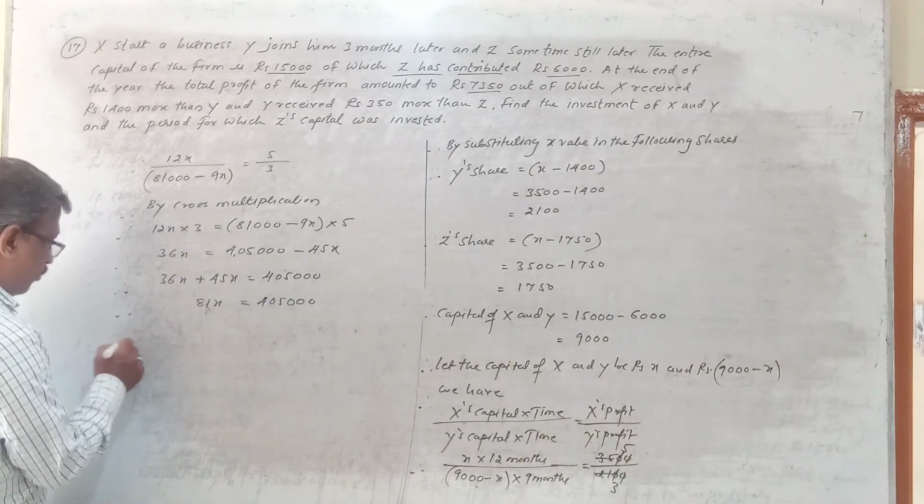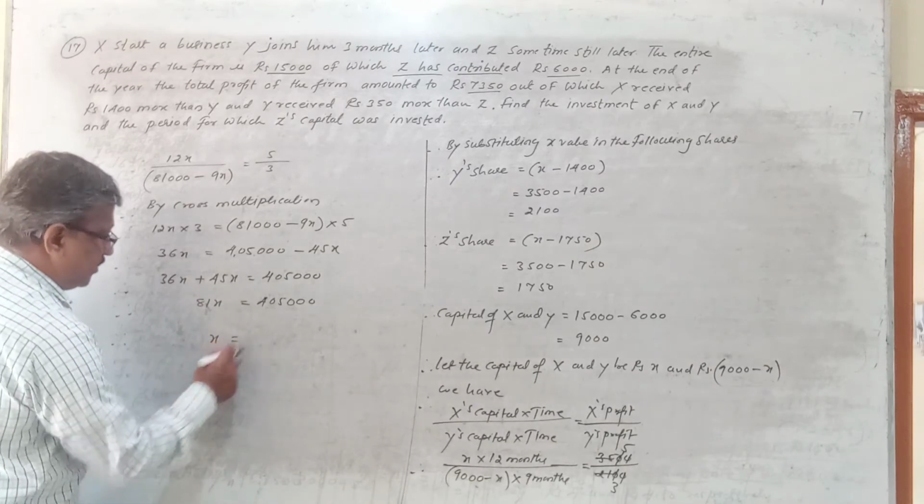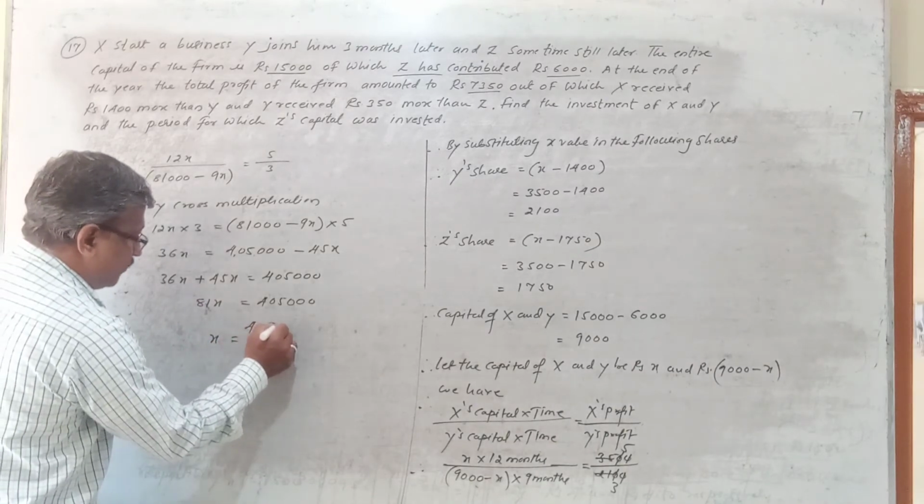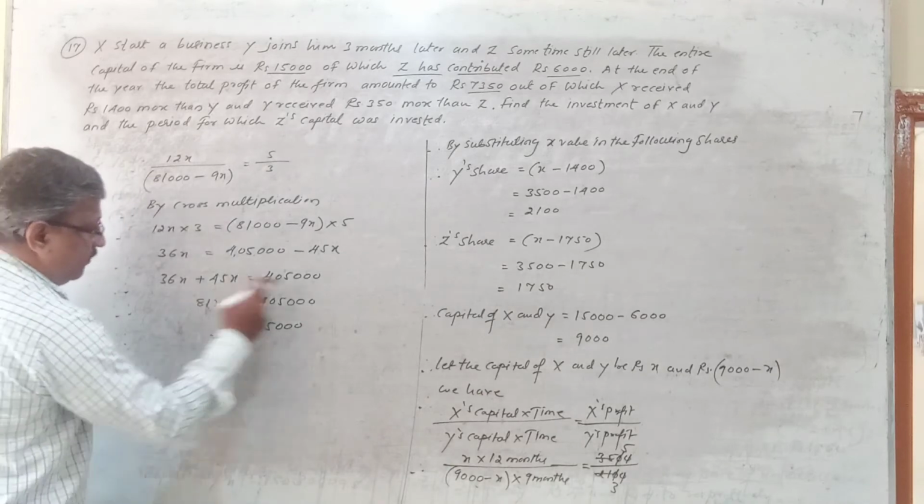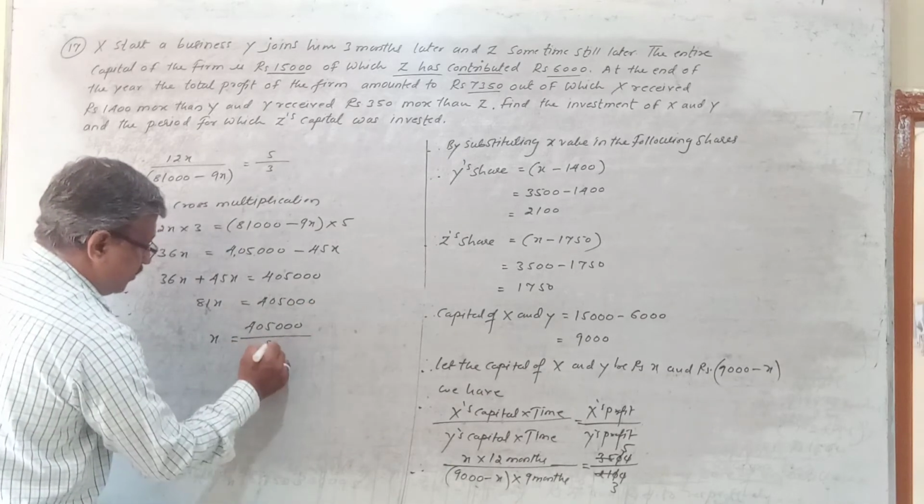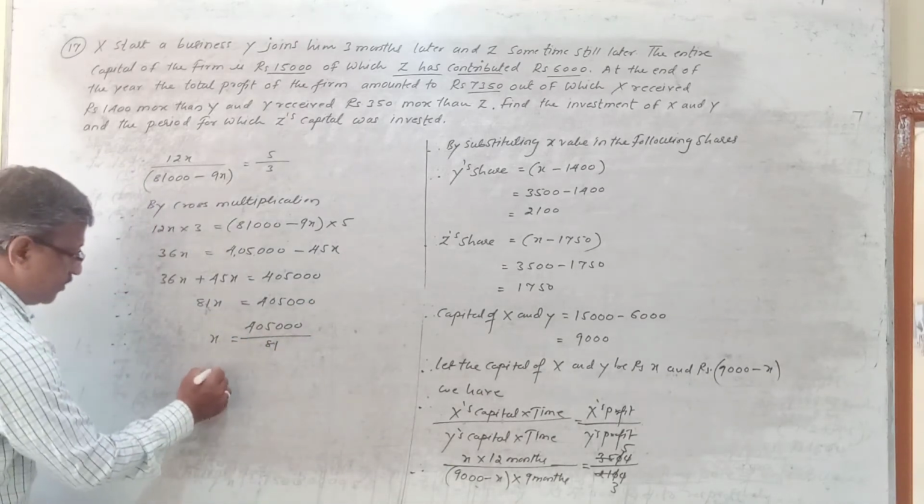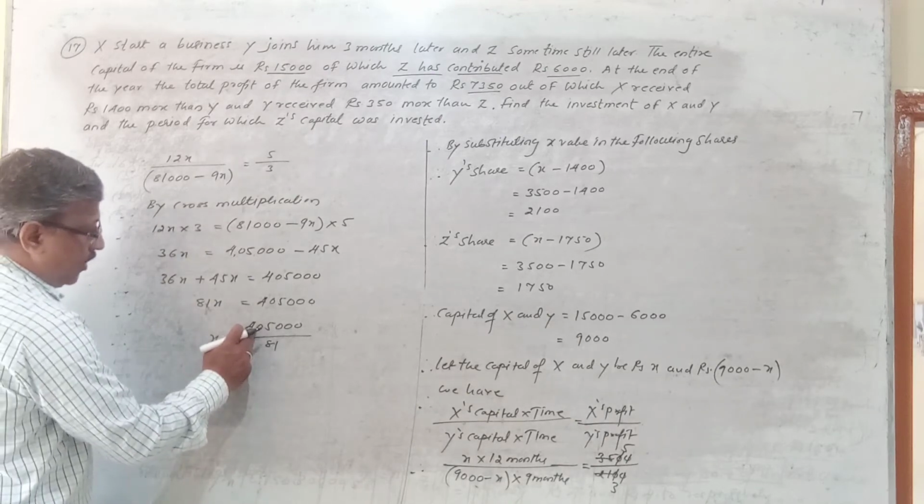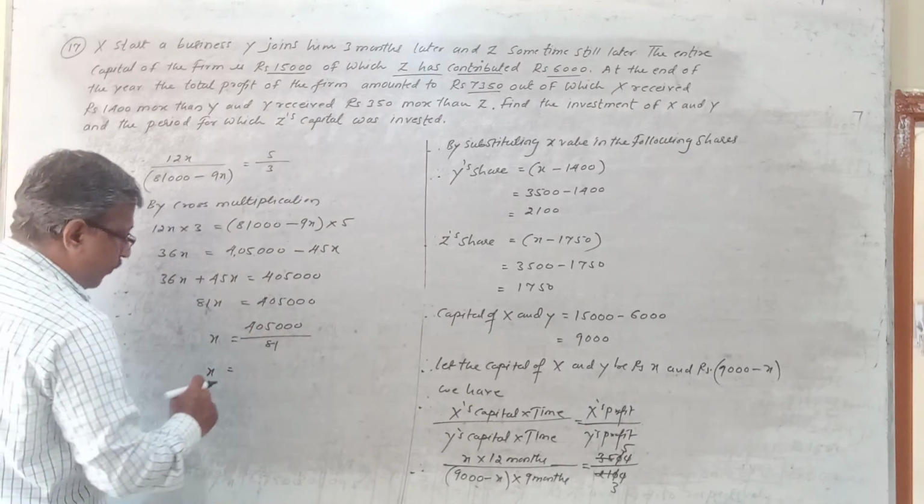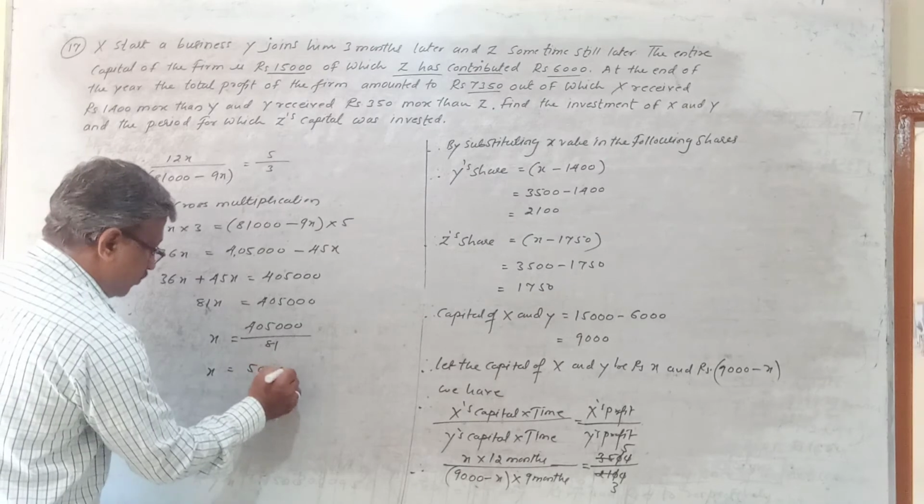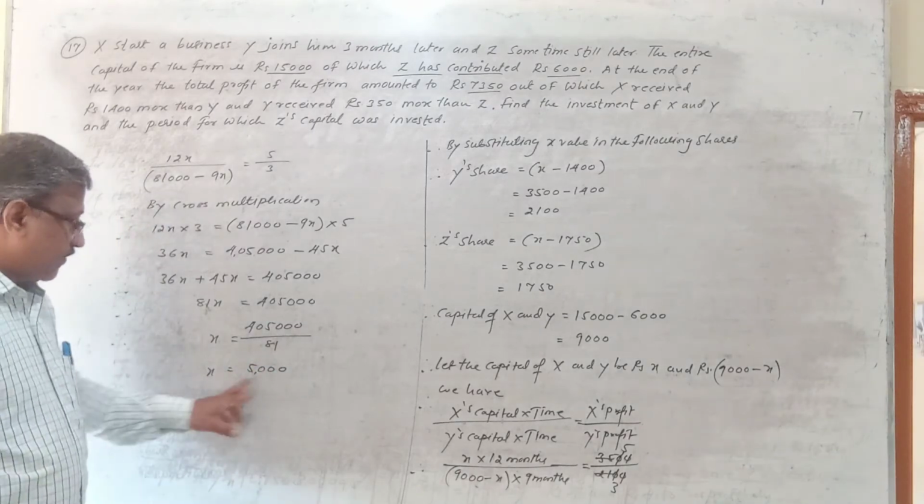Now I want the x value, so bring this x outside. So x is equal to 4,05,000. If you transfer 81 to this side, multiplication becomes division. So it is divided by 81. So 4,05,000 you divide by 81. So you get how much? 5,000. So we have got the x value as 5,000.